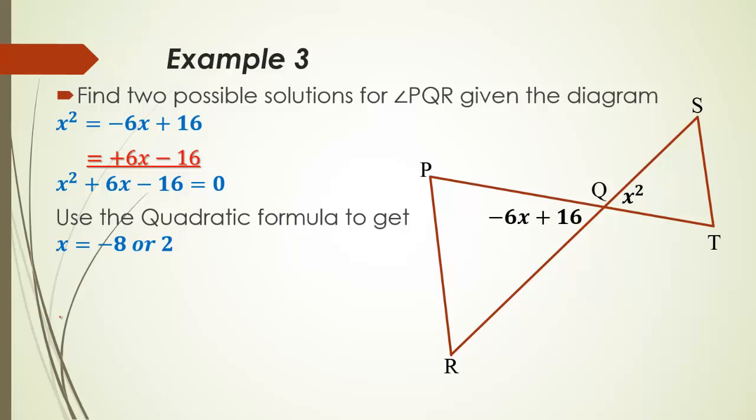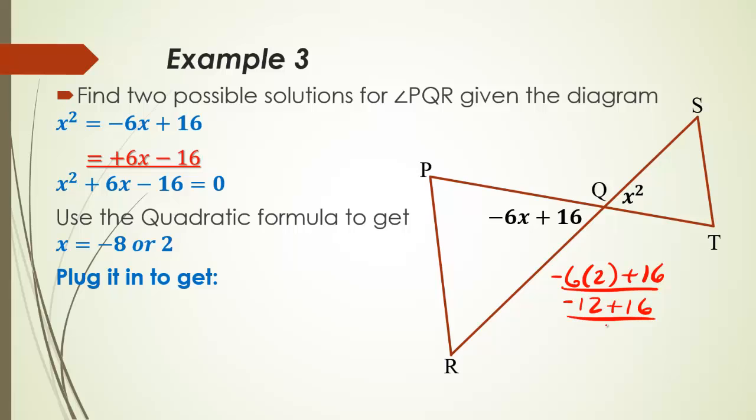Simple, right? Okay, but that doesn't give us our answer. That just gives us two possible answers for x. We want to find two possible solutions for angle PQR. So we plug the 2 in to PQR, which is this. So we could do negative 6 times 2 plus 16, which is negative 12 plus 16.